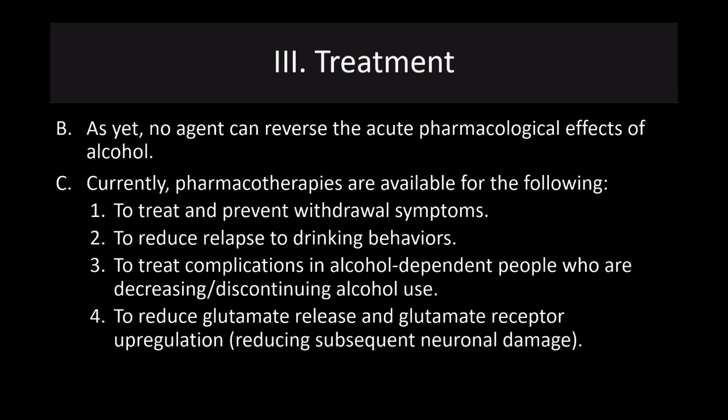So currently, we have pharmacotherapies available to treat and prevent withdrawal symptoms, and to try to reduce relapse to drinking behaviors. So we treat and prevent withdrawal symptoms usually with benzodiazepines. Reducing relapse to drinking behaviors might include Antabuse or buprenorphine or other drugs such as Wellbutrin. We want to treat complications in alcohol-dependent people who are decreasing or discontinuing their alcohol use. So again, trying to make sure they're not having seizures, etc. And we want to reduce the glutamate release and glutamate receptor upregulation, causing subsequent neuronal damage. And there are certainly drugs available for that.